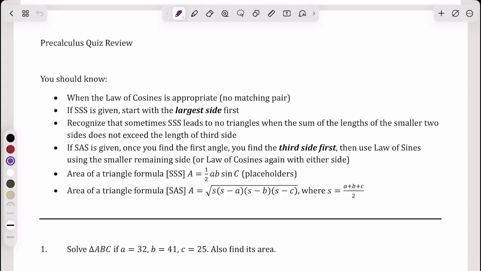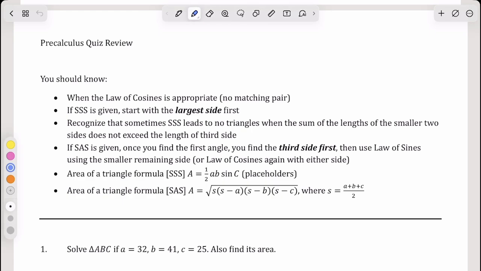I wanted to put together a video for you guys for when it comes time to study for this 5-3, 5-4 quiz on law of cosines and area of a triangle. Now I know you haven't learned how to find the area of a triangle yet, but I'm going to work it into the lesson. It's pretty easy. It's all formula based, so I'm going to try to keep this lesson quick and just remind you of some things that you need to know.